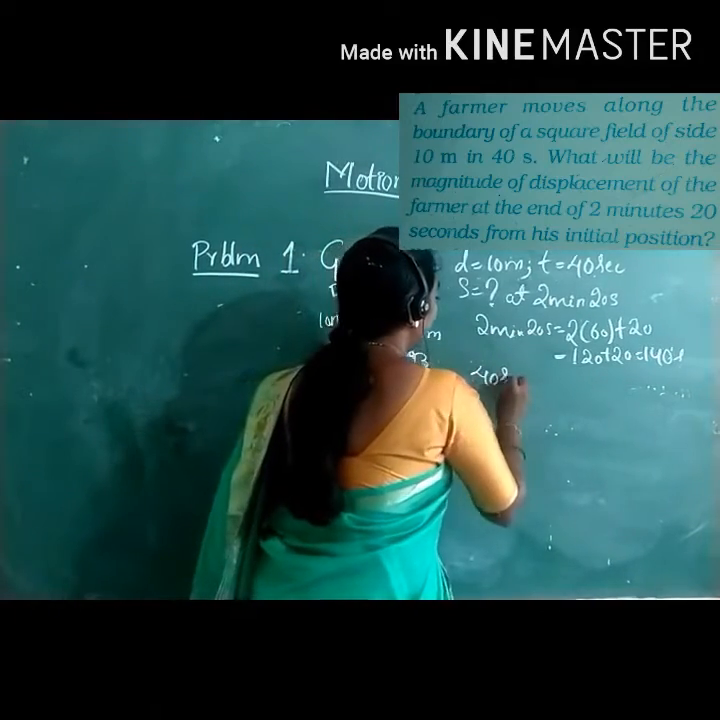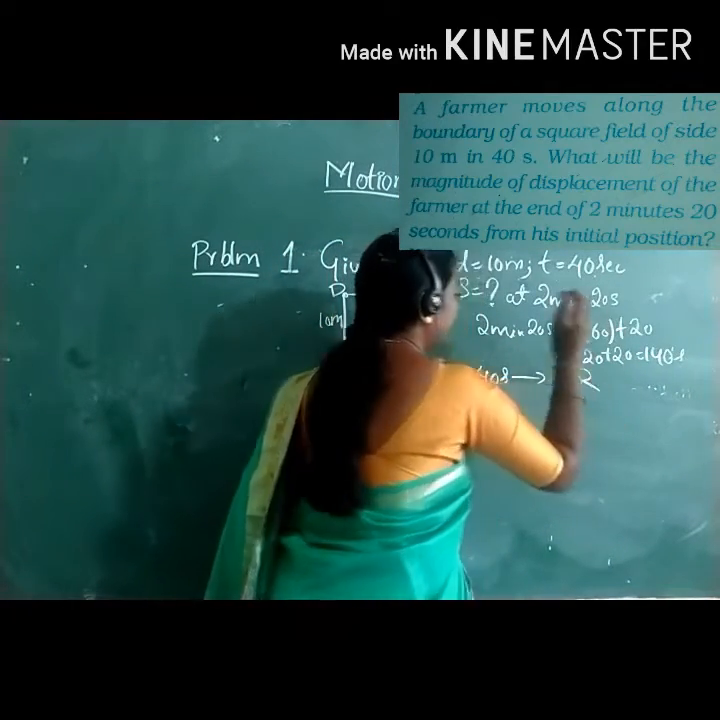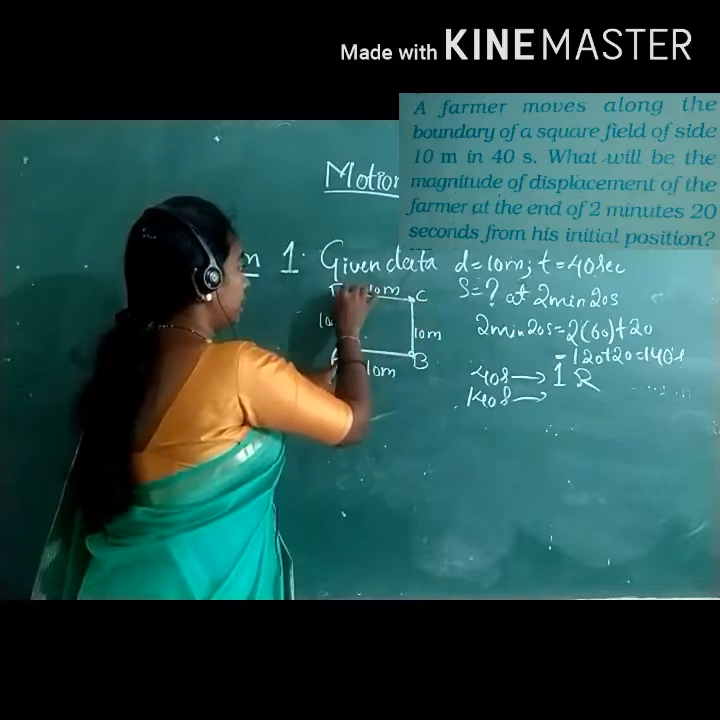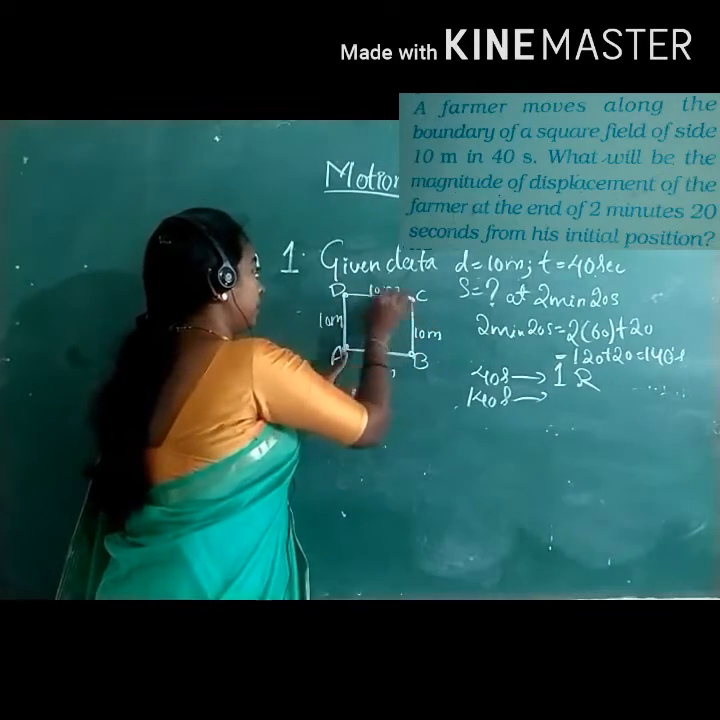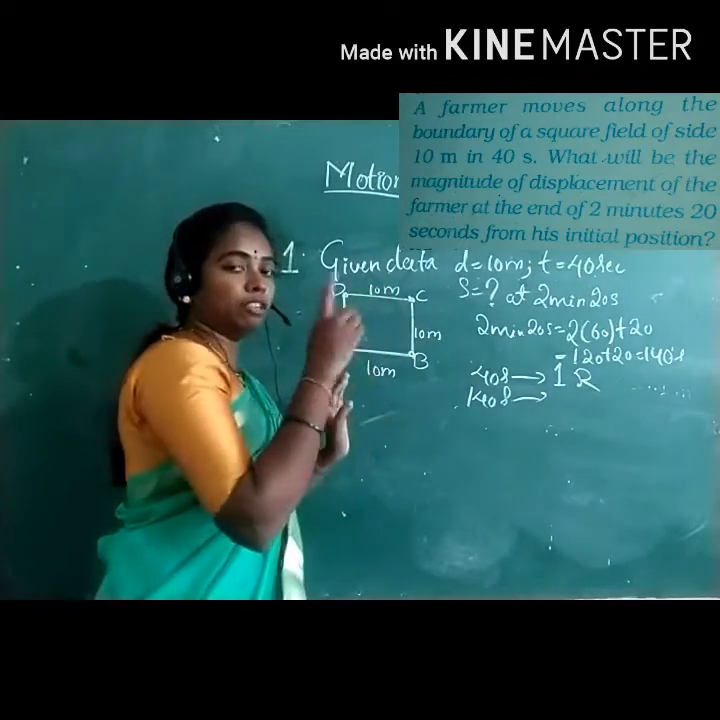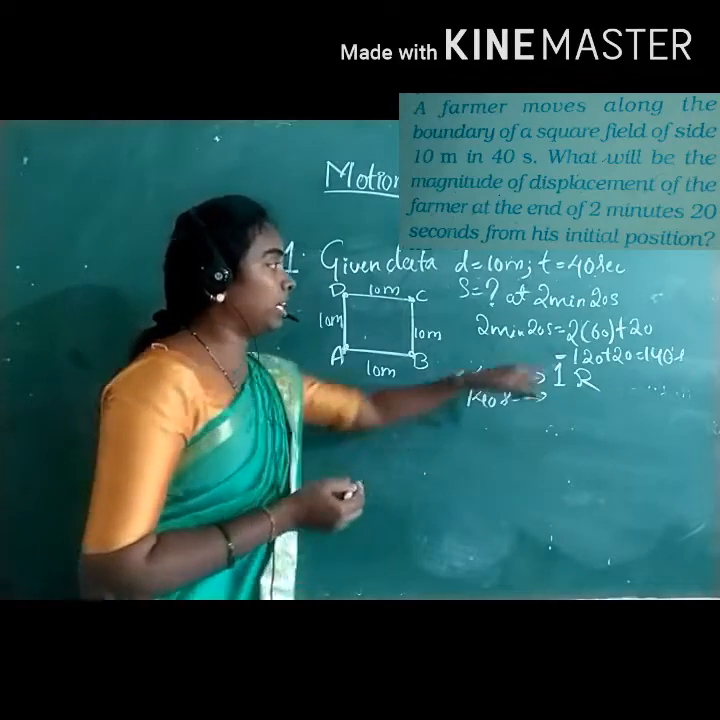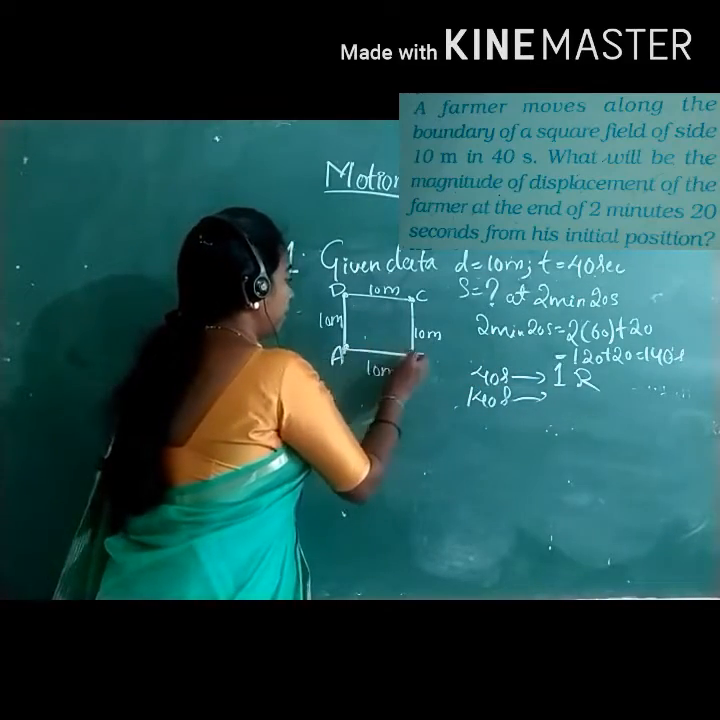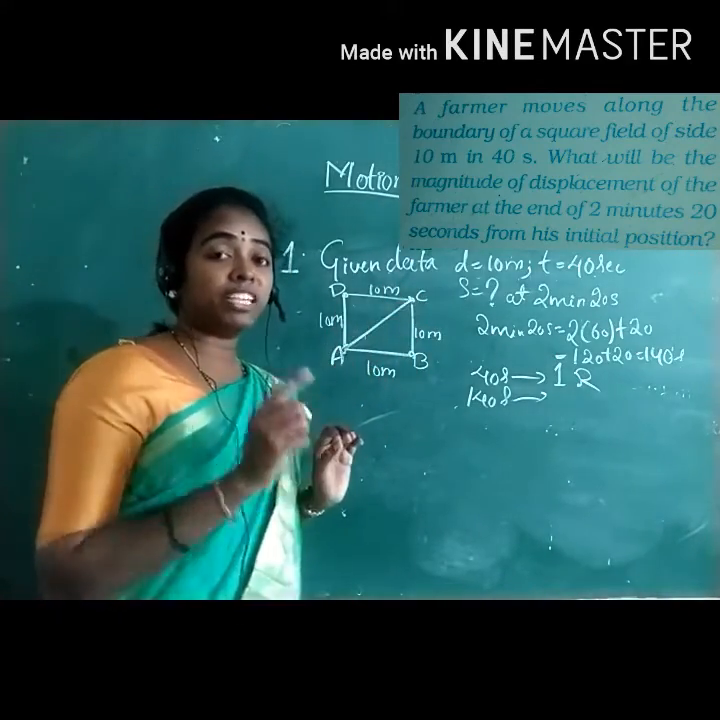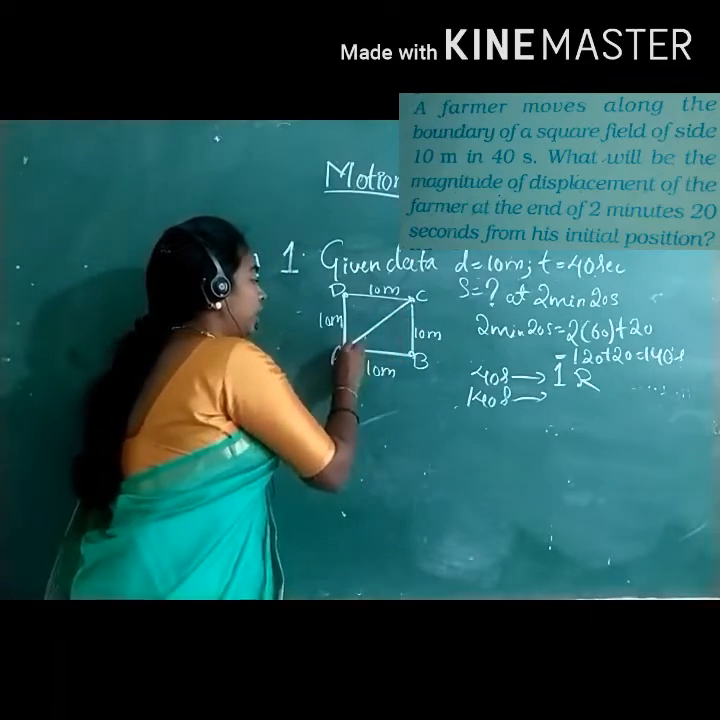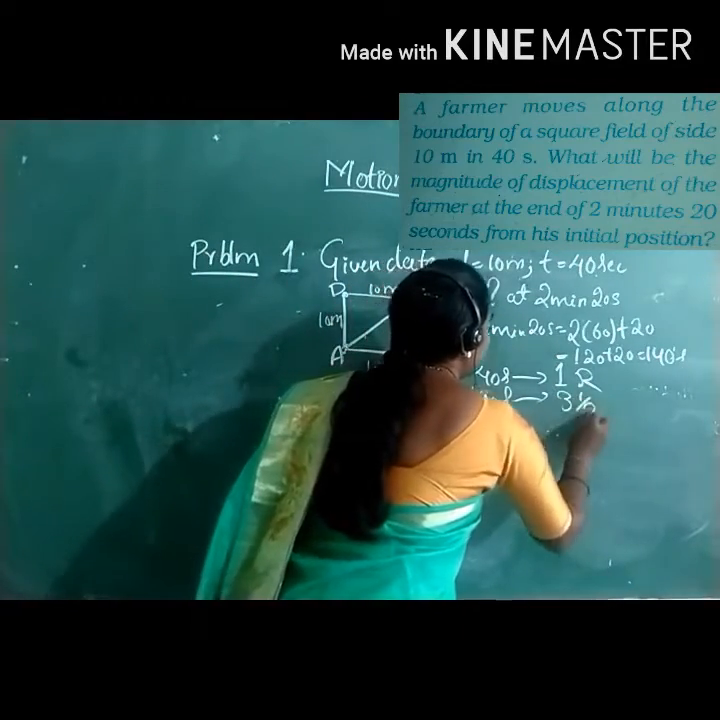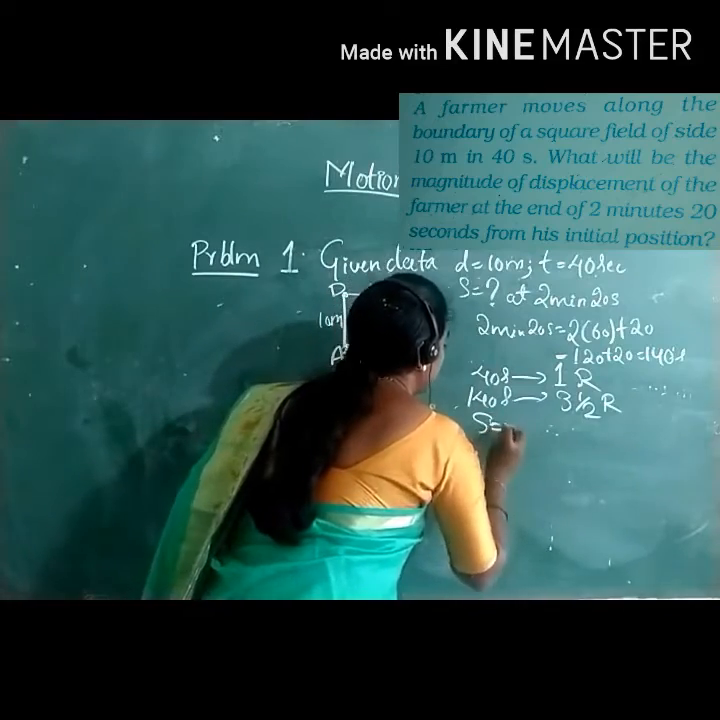Let me take 40 seconds as one round. What about 140 seconds? Take one round, A, B, C, D, A. One round, again A, B, C, D, A. Two rounds, A, B, C, D, A. Three rounds: 40 seconds, 40 seconds, 40 seconds, for 3 rounds. The remaining time is 20 seconds, so half a round: A, B, C. Finally, he is placed at point C. So the displacement is given by the distance between initial and final, that is AC. Here we will get 3.5 rounds. Displacement is given by AC.